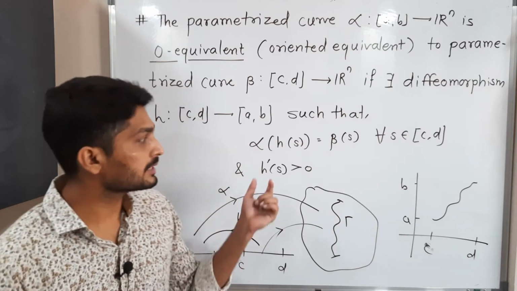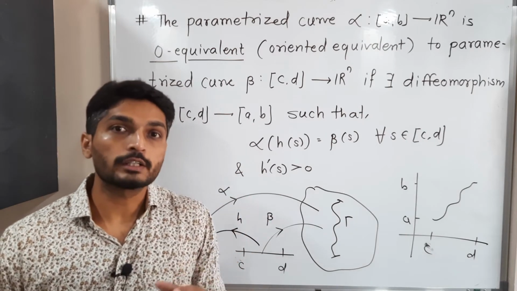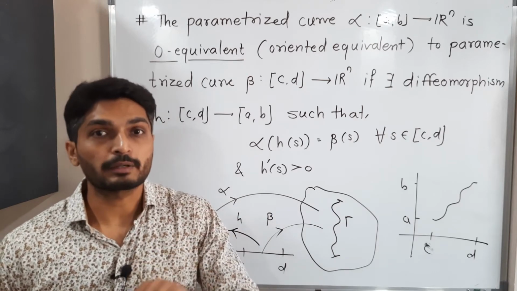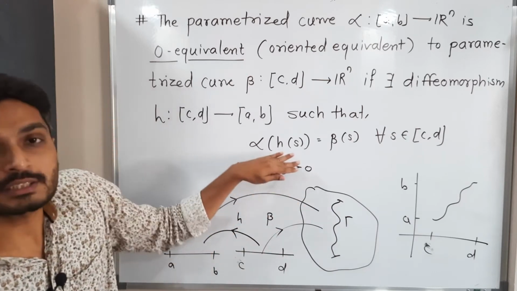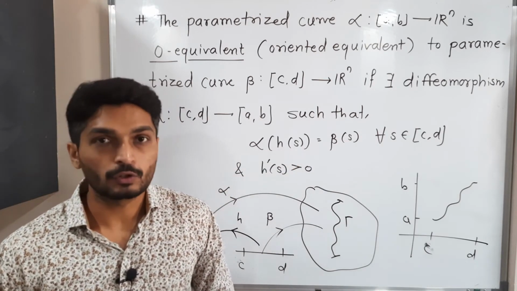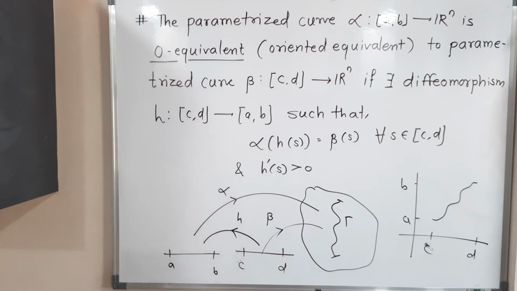If you have this additional condition, then we say alpha is O-equivalent to parameterization beta. If you remove this condition, then we get the definition of equivalent parameterization. Please note down this definition, then we will go further.